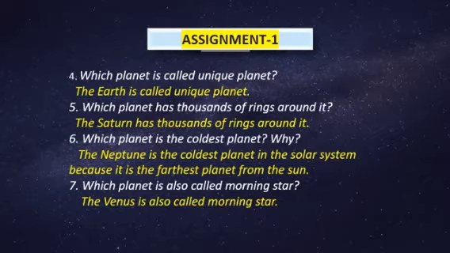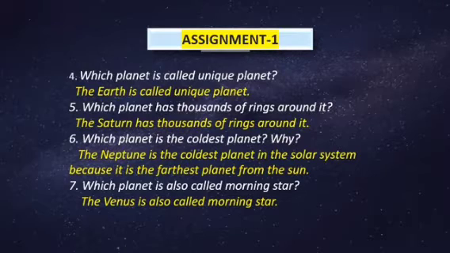Fifth question. Which planet has thousands of rings around it? The Saturn has thousands of rings around it.